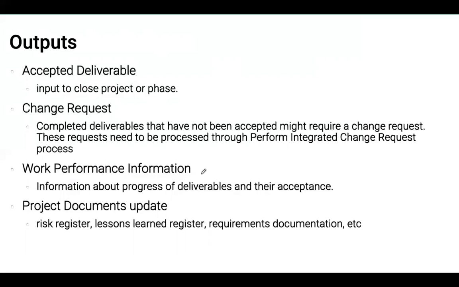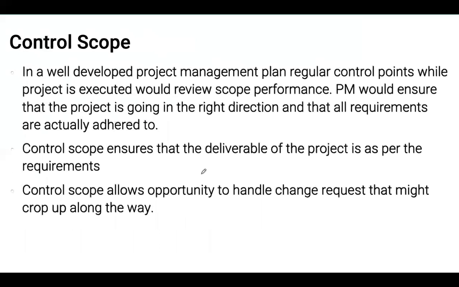Obviously, those will have to be performed through the change request process. We're going to have information about the progress of deliverables and the acceptance through work performance information, and then we're going to update all the projects, risk registers, lessons learned, requirements, and so on and so forth. Okay. And we have spoken about controlling scope already.